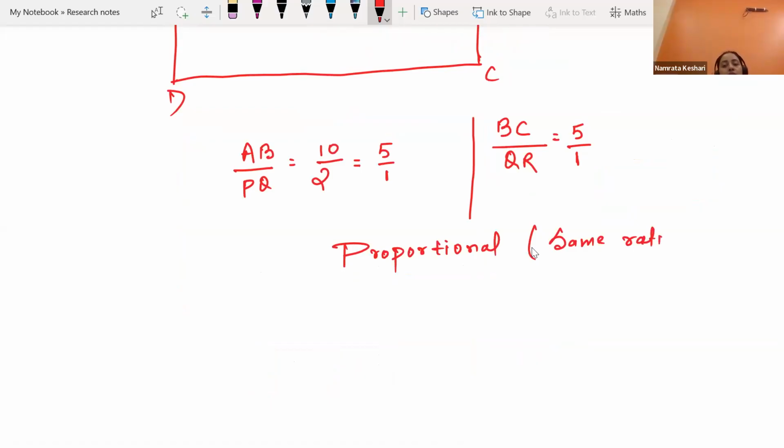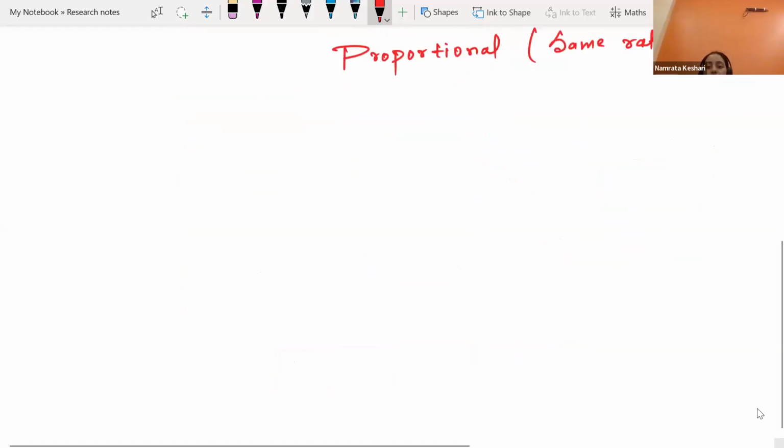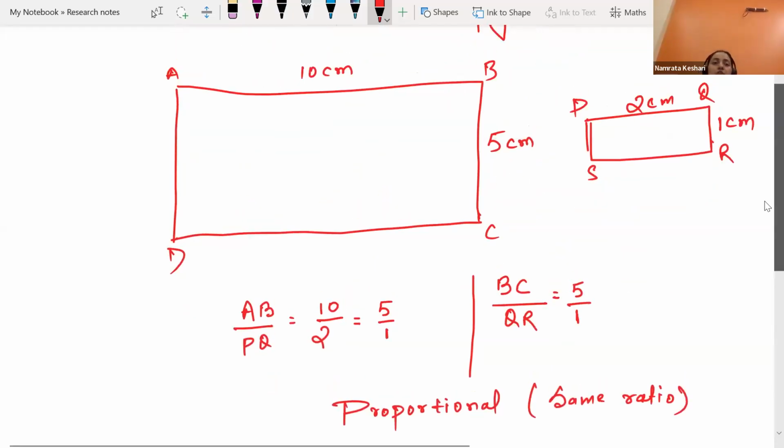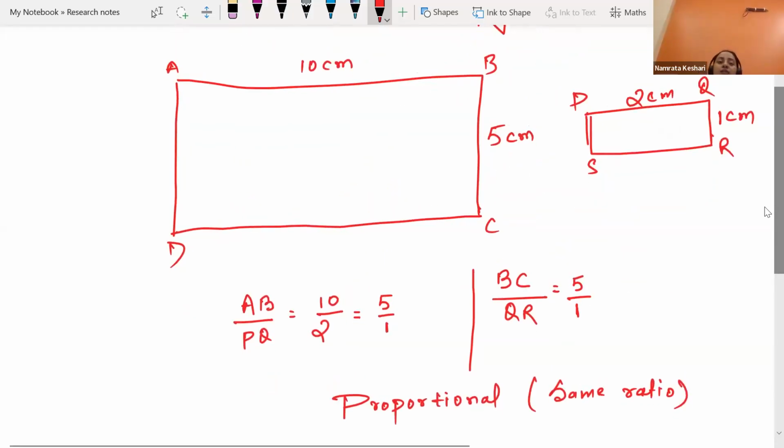Okay, so sides are in proportion, that means sides are maintaining the same ratio with each other. We are checking whether all the sides, not only these two. Then why am I not checking the other sides? Because it is again length only. This is again 2 centimeter only, so I don't need to check. You don't need to because it is the same.